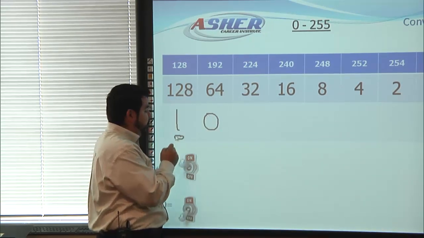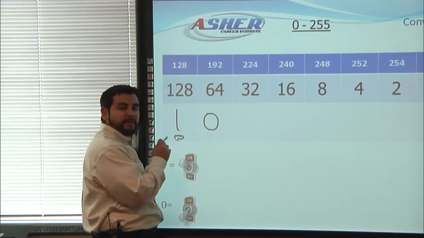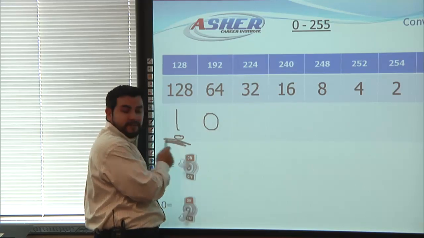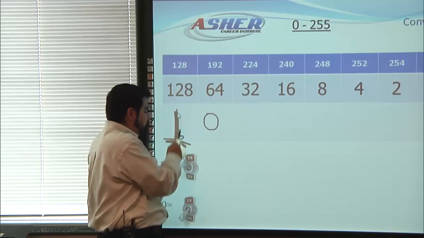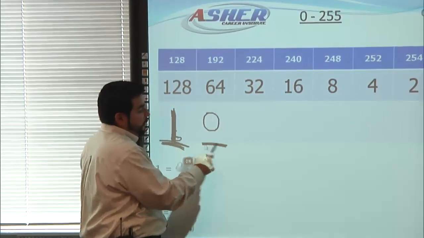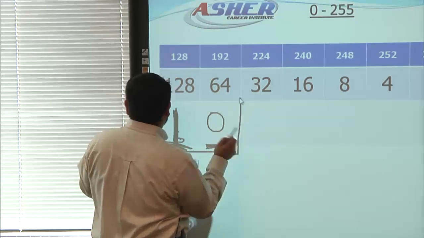What if I made it a 0 here? It would be a Class A. That's right. Because remember, in the Class A, this is always 0. So to negate the Class A, this always has to be a 1, and this always has to be a 0. Okay? So the first 2 numbers will always be 10. The rest of them can be anything.